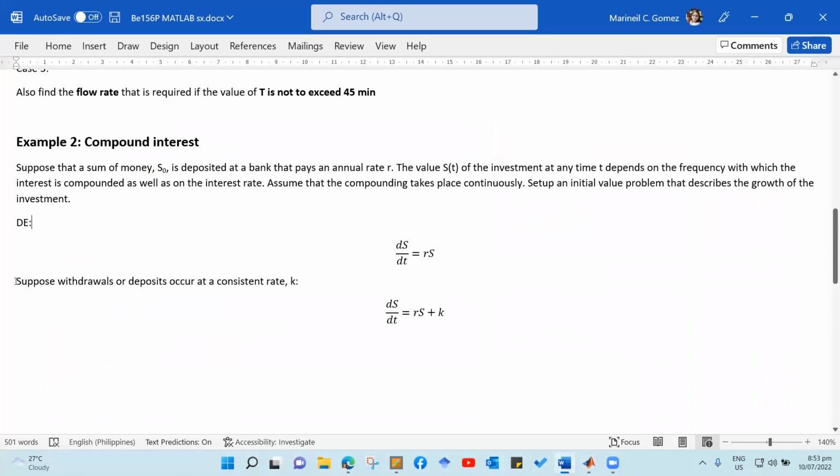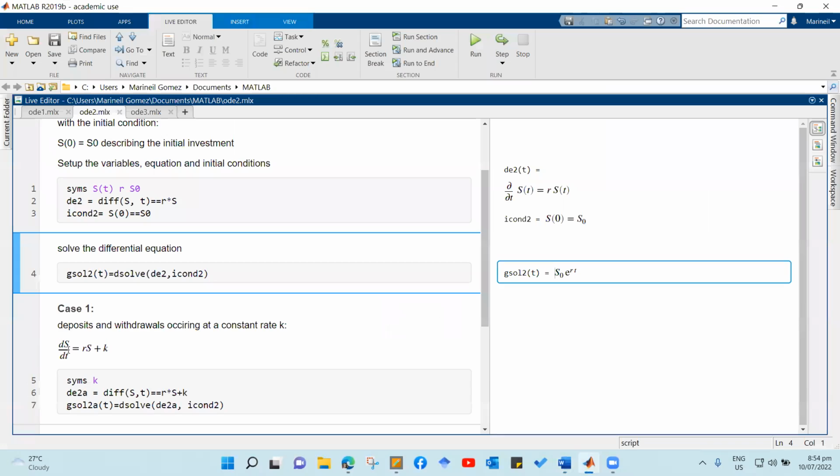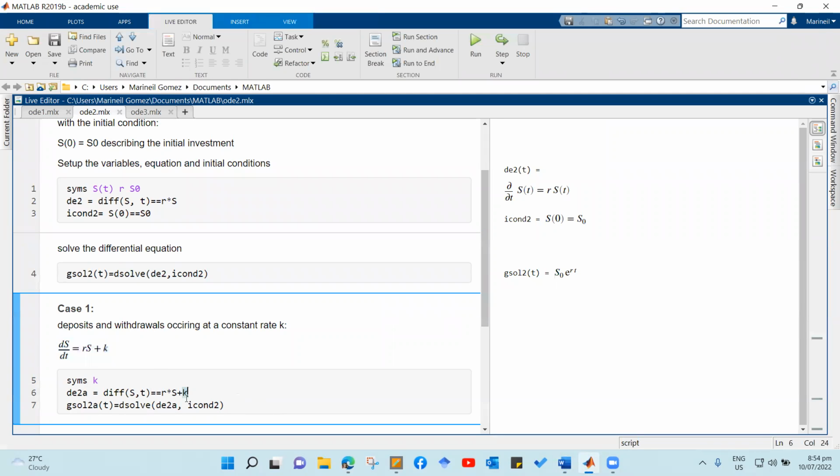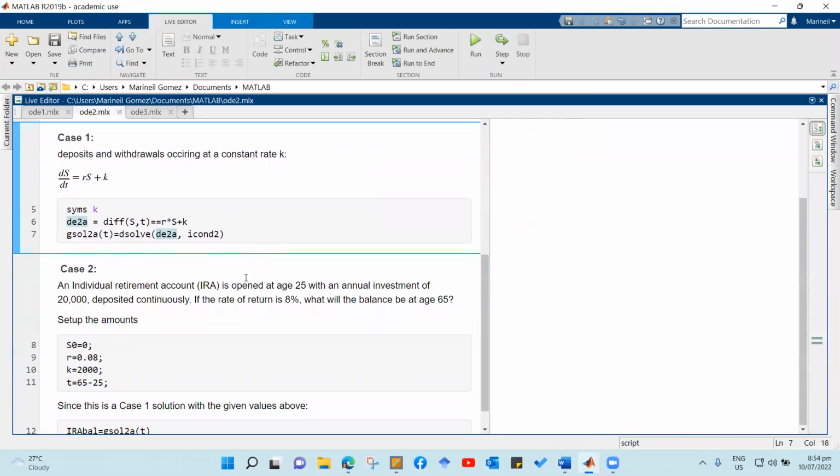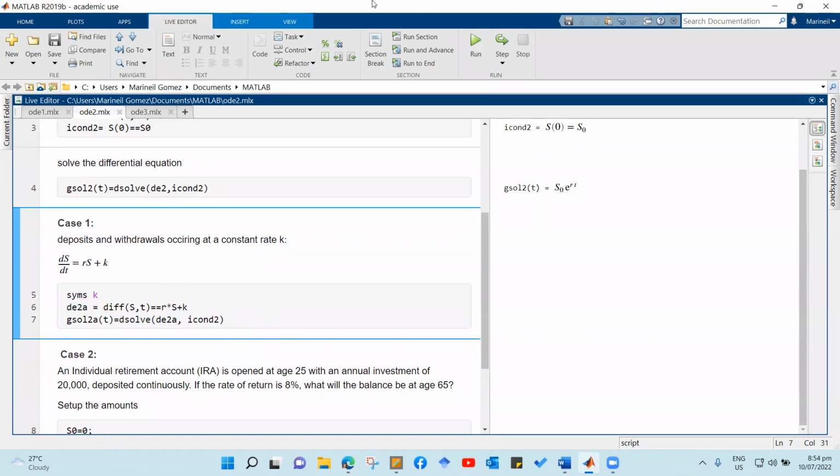Now, case 1. What if we have withdrawals or deposits occurring at a constant rate of K? We simply add a term K to our equation: the compounded interest plus the additional investment. So this is our equation, we just put in our term K. Again, run the same steps. I called it 2A because it's differential equation 2.1, so to speak. Run this section.